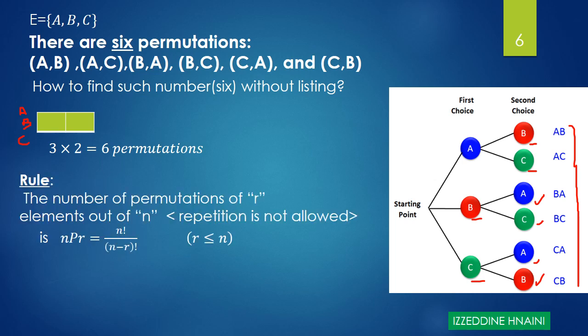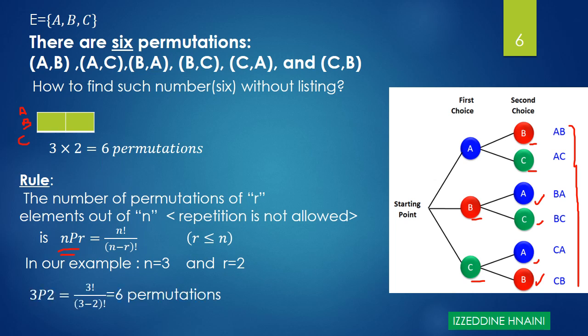How do we know the number 6 in another way? By applying the rule: the number of permutations of r elements out of n such that repetition is not allowed is denoted by nPr, where nPr equals n factorial over (n minus r) factorial. In our example, n equals 3 and r equals 2, so we get 3P2, so 3 factorial over (3 minus 2) factorial, that is 6 permutations.